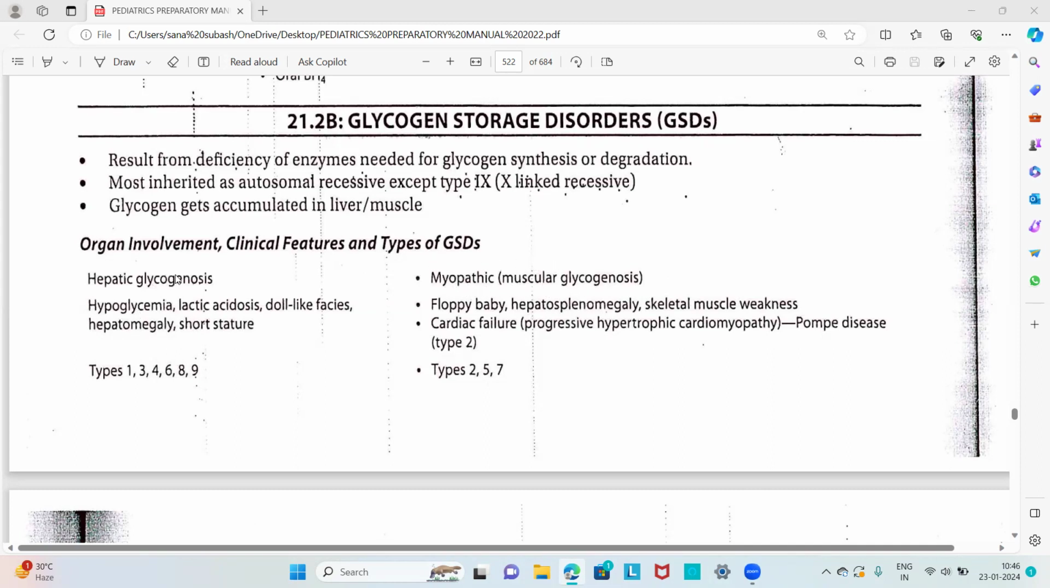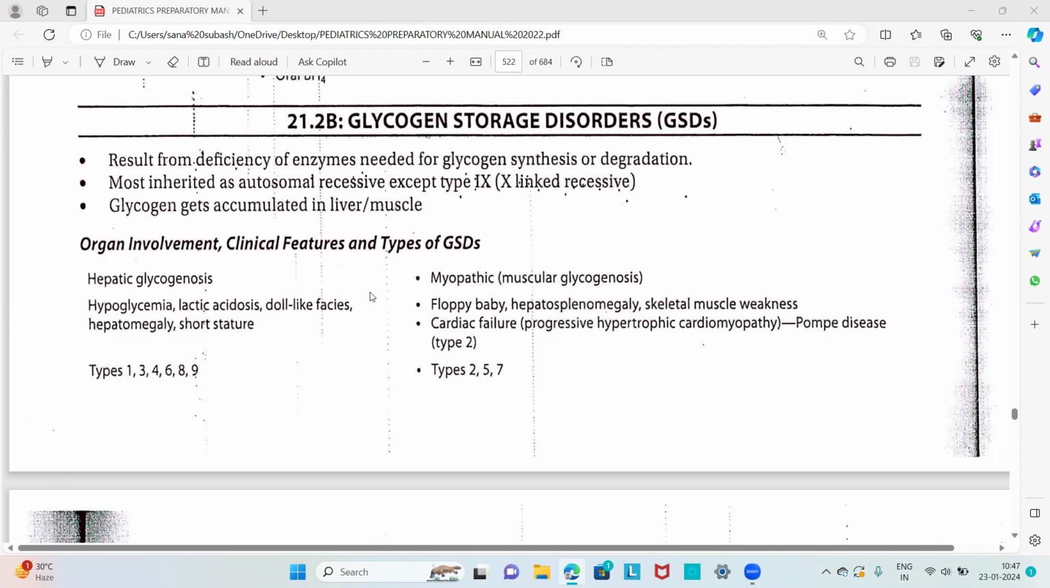In hepatic glycogenosis, there will also be lactic acidosis, doll-like facies, hepatomegaly, and short stature. The usual types in hepatic glycogenosis are 1, 3, 4, 6, 8, and 9. Type 1A is called von Gierke's disease, and 1B, and type 3A is called Cori's or Forbes disease, and 3B, and 4 is called Andersen disease, and 6 is called Hers disease. It usually presents with hepatomegaly and hypoglycemia. There will also be a protuberant abdomen due to the marked hepatomegaly.